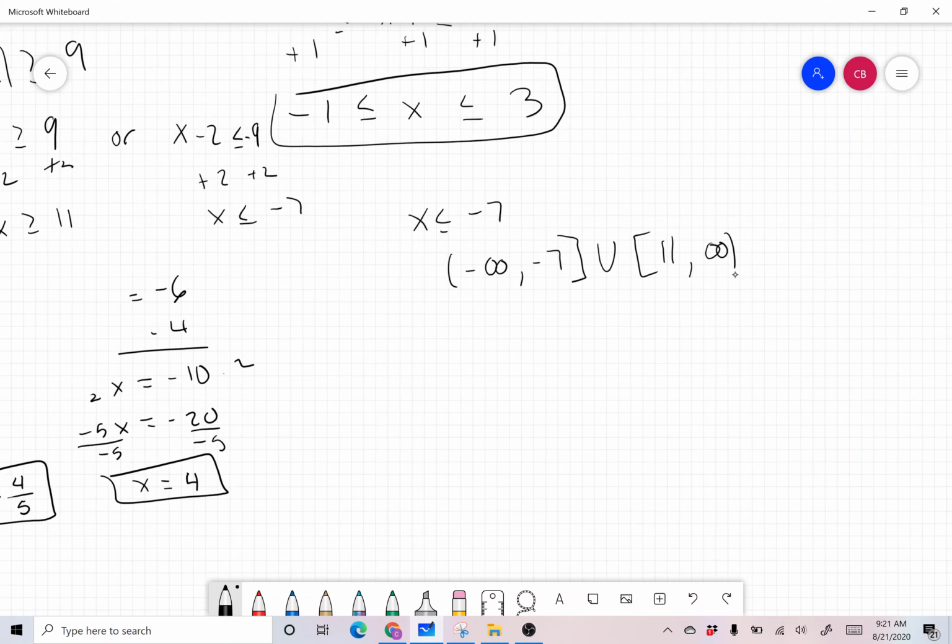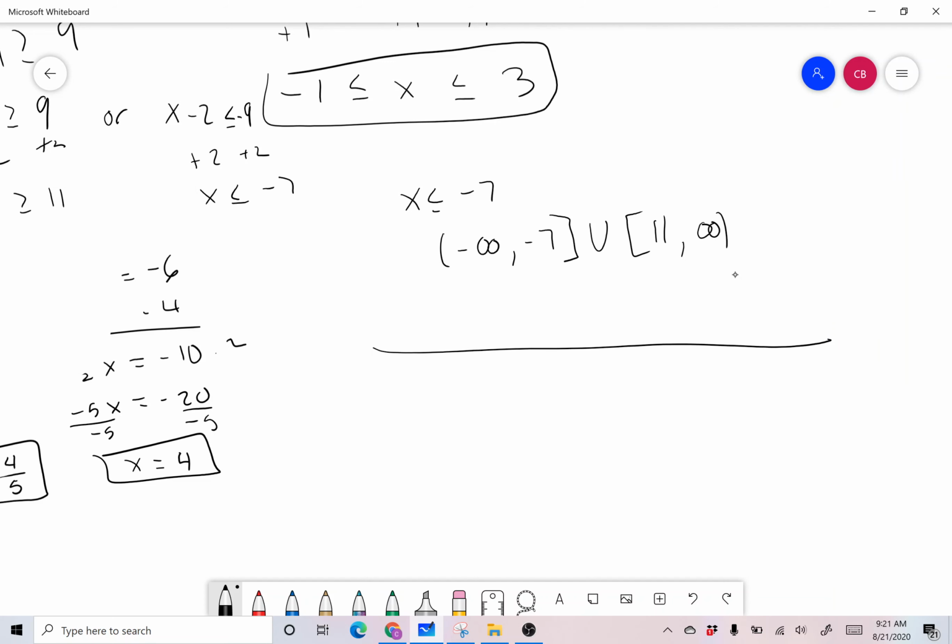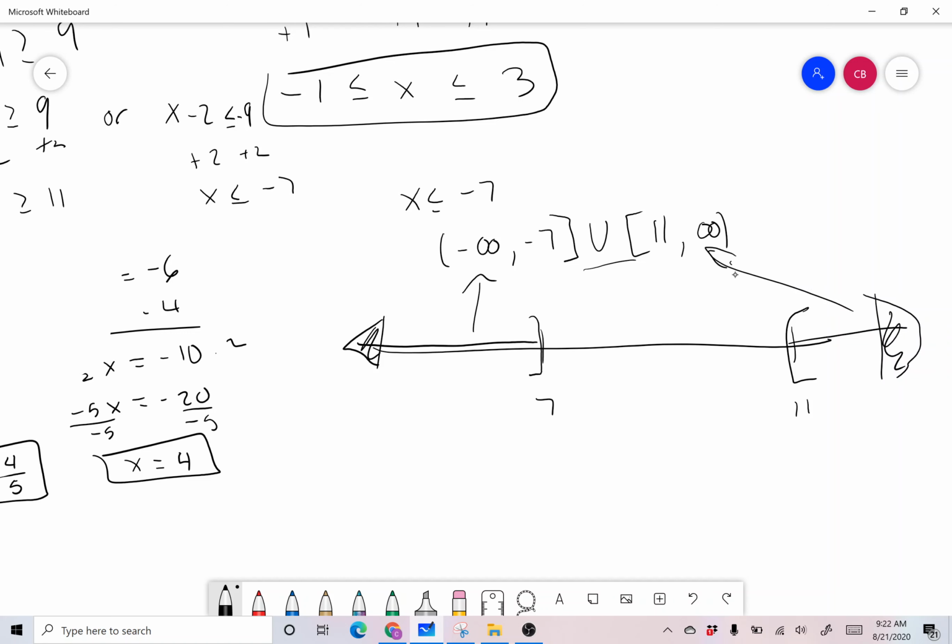So let's graph this just to show you what I'm talking about a little bit better. We know that x less than or equal to negative 7 looks like this. And then over here is 11, and it goes something like this. So all of this falls in here, all of that falls in here, and there's nothing in between. That's why there's that gap.